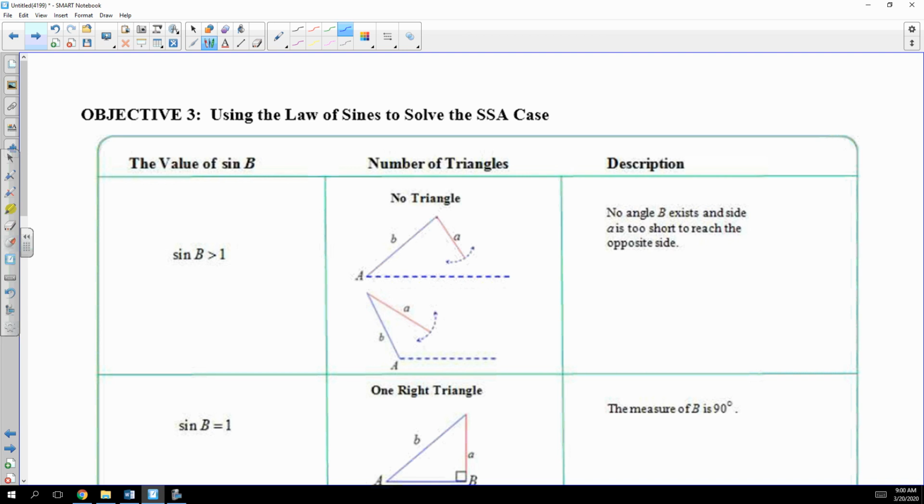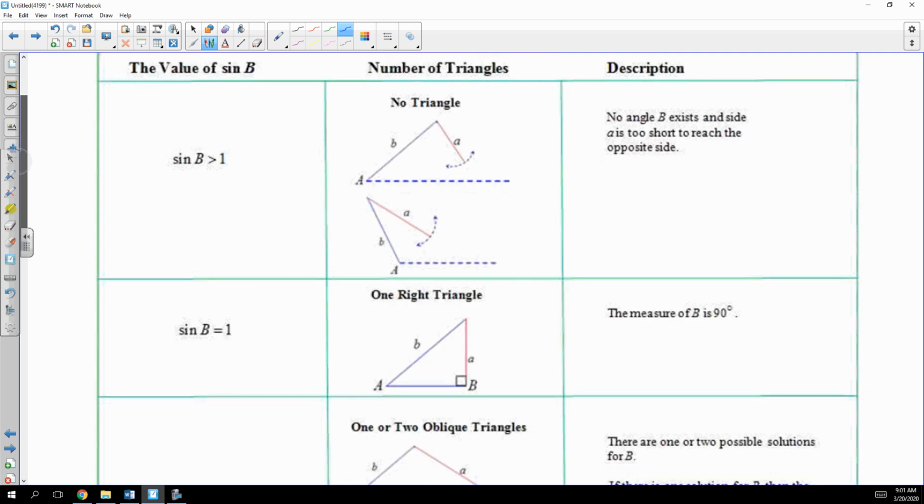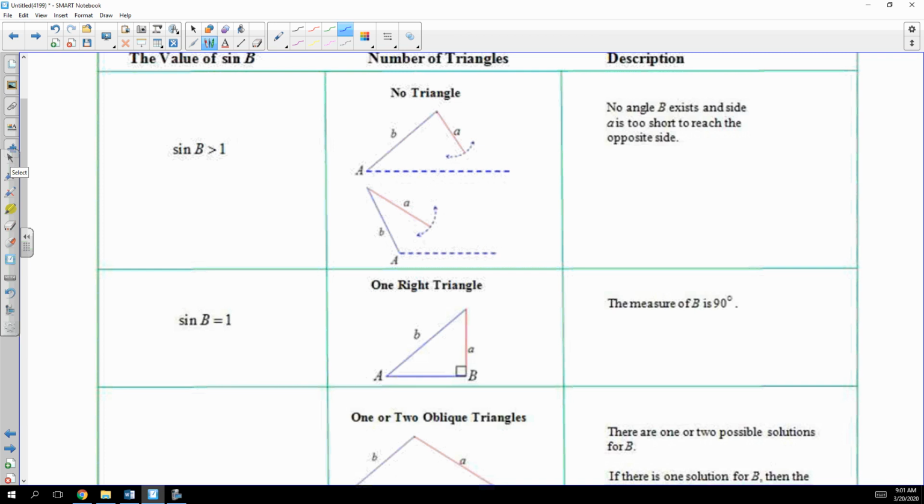So before we get to the next example, on this particular page where it gives you a chart about the value of sine B, here's what's going to happen. Using law of sines, there are situations in which you might have more than one triangle. We'll talk about it in just a minute, but here's a couple of things to pay attention to. Some of your homework questions are going to ask you, leading up to solving some stuff, to calculate the value of sine B first. If the value of sine B is greater than 1, then there is no triangle.